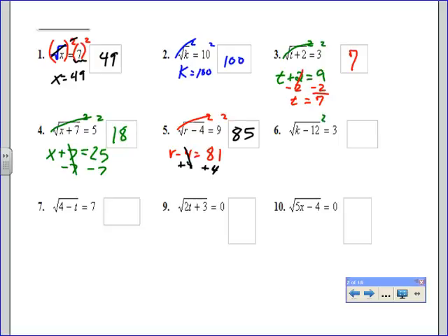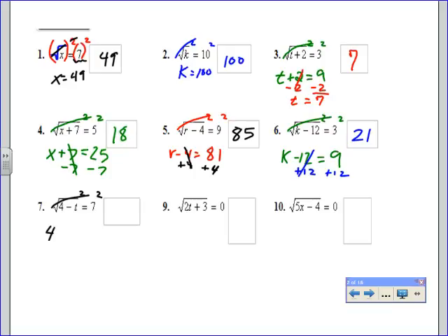Number 6, square both sides. Cancels that out. K minus 12. It's a bad looking 12. 3 times 3, 9. What do I do from here? That's right, add 12. Boom. 9 plus 12, 21.